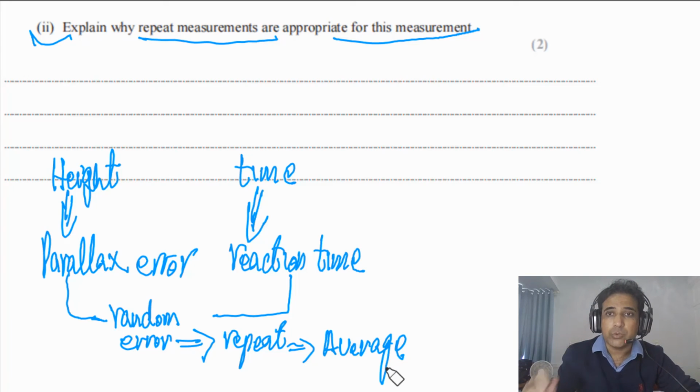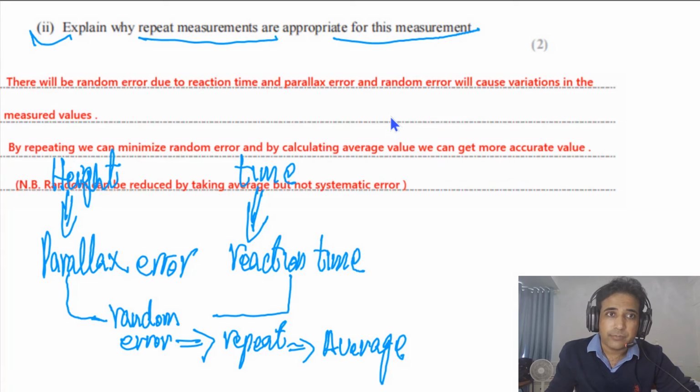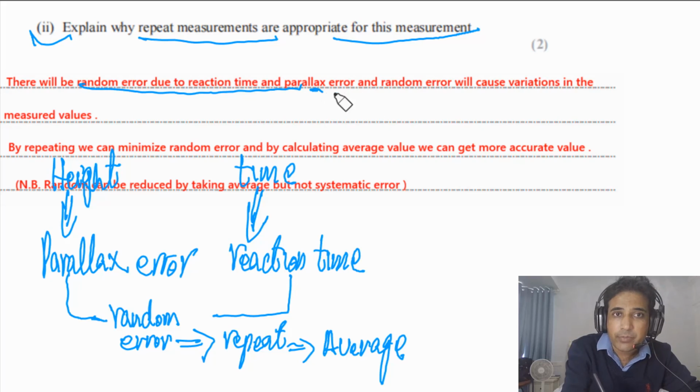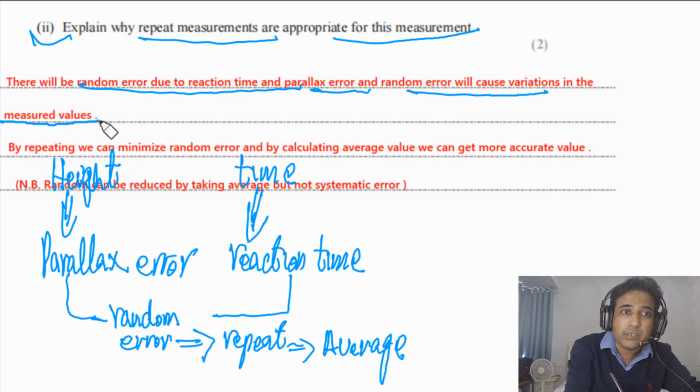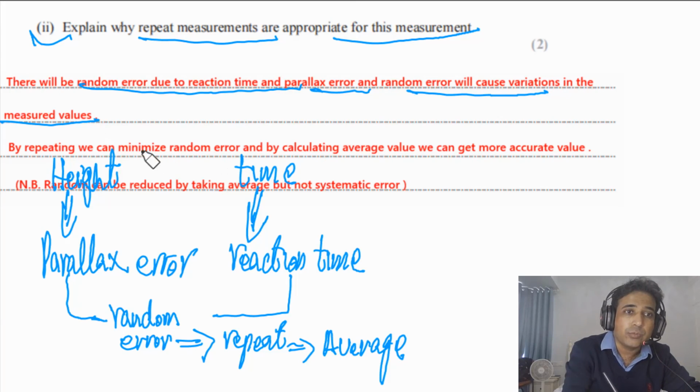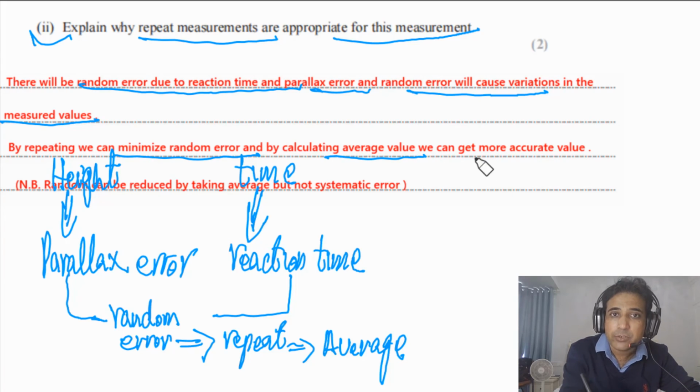So this is how you can answer this question. Now let me show you how you can write down your answer. In the answer you can mention these points. You can say there will be a random error due to reaction time and parallax error, and random error will cause variations in the measured value, meaning sometimes the value is higher, sometimes lower. So by repeating we can minimize random error, and by calculating average we can get a more accurate value.